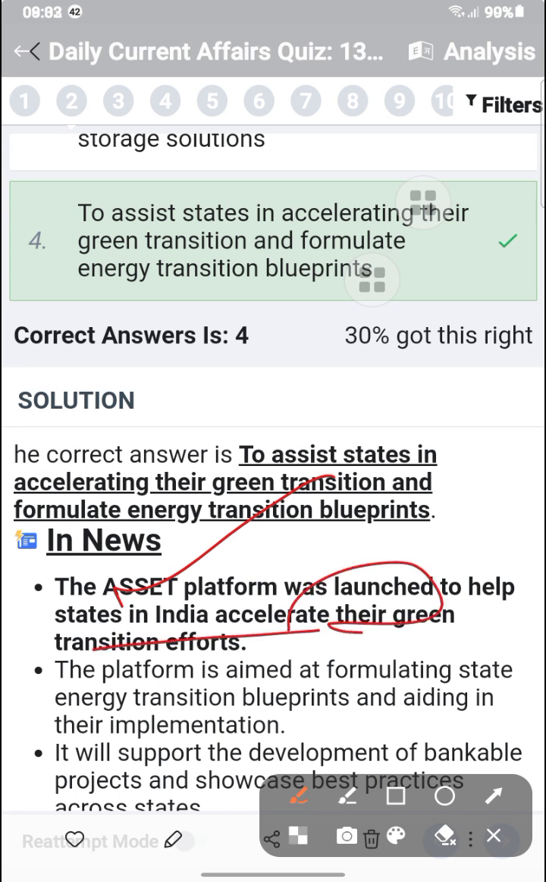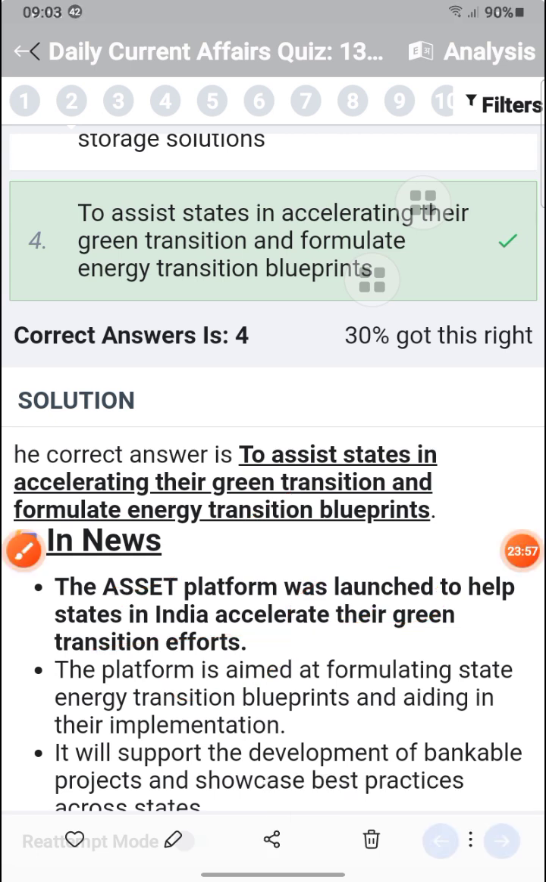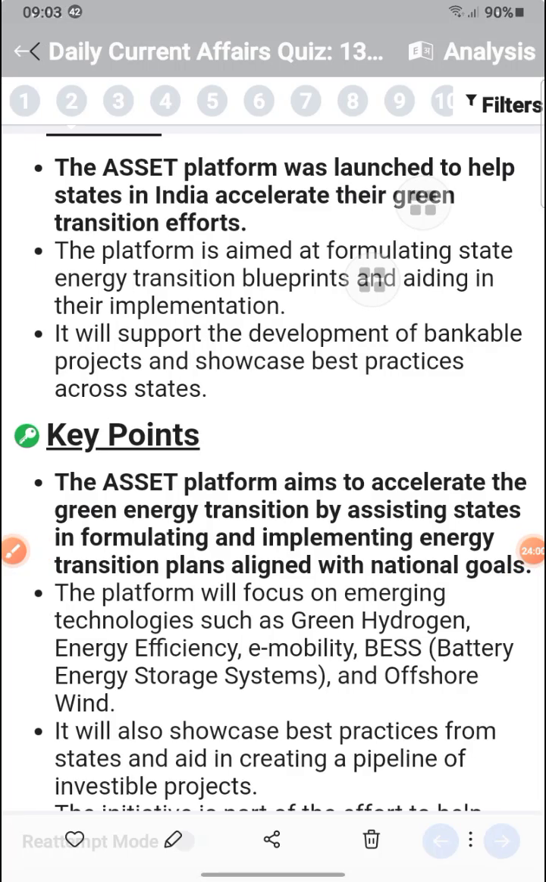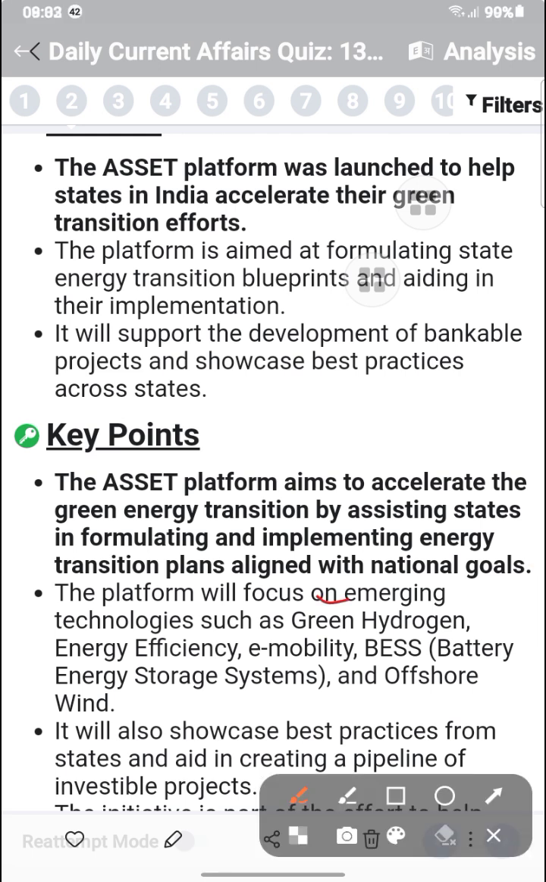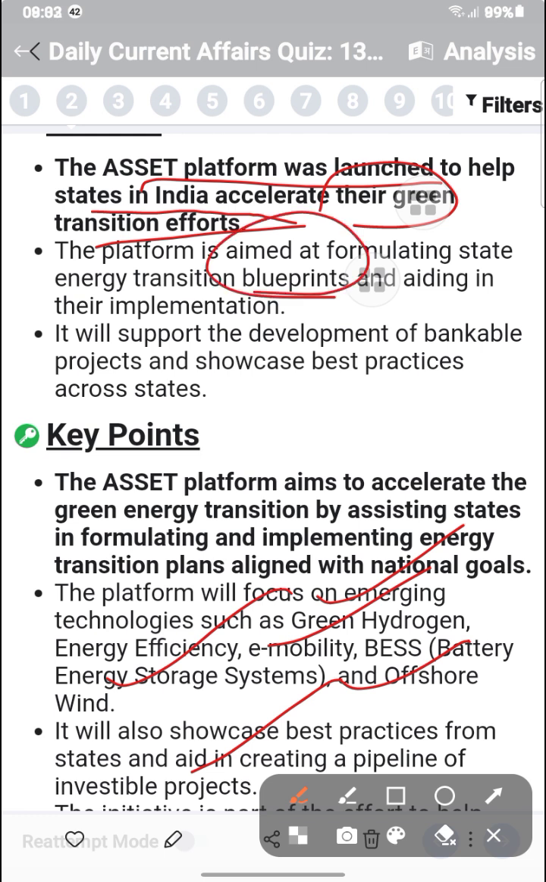The platform aims to formulate a state energy transition blueprint, aiding the implementation, and that was the project showcase. ASSET platform aims to accelerate green energy and help states formulate and implement energy transition plans. The platform will focus on emerging technologies such as green hydrogen, e-mobility, battery energy, and offshore wind. It will also showcase best practices from creating pipelines and investable projects. So the ASSET platform was launched to help the states accelerate India's green transition efforts and formulate a state energy transition blueprint, aiding the implementation, and that's all.